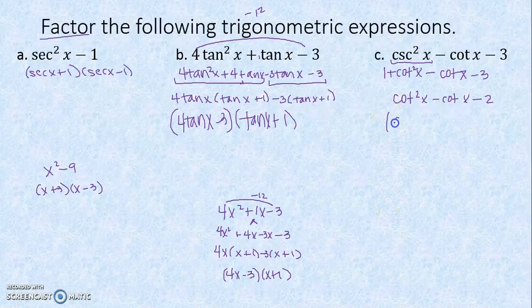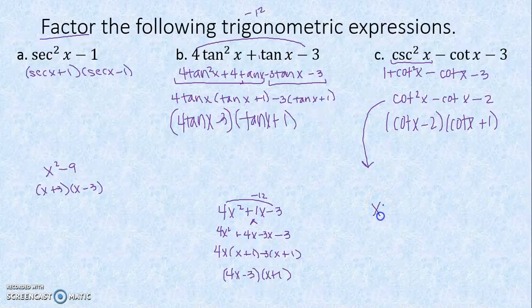And then I can factor. So I have cotangent x minus 2 times cotangent x plus 1. If you got stuck at this point, factor it like you would have x squared minus x minus 2, which would be x minus 2 and x plus 1. But instead of x, it's cotangent x.